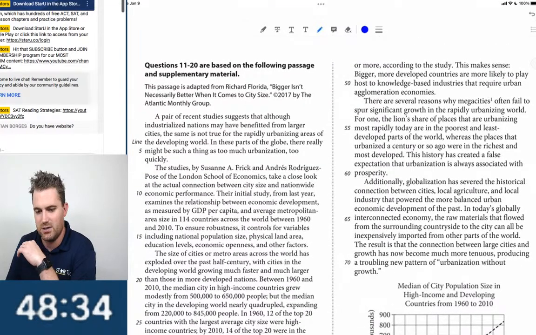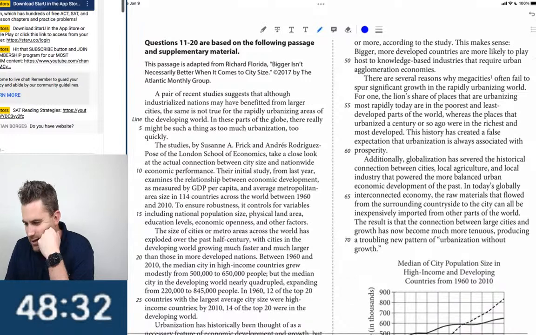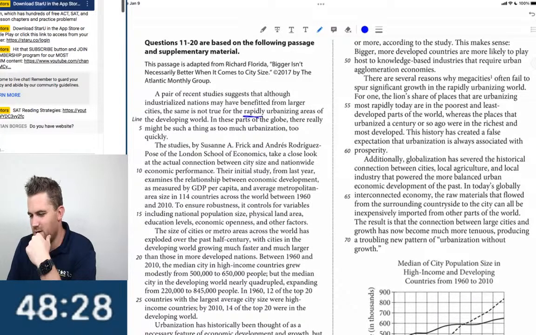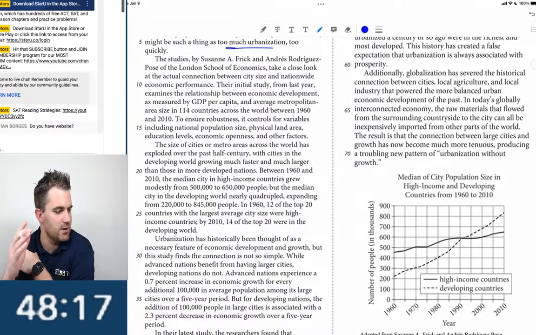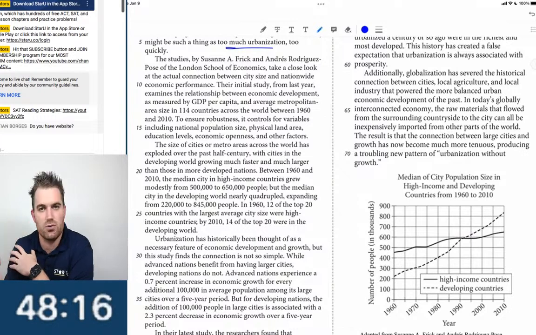Comparative recent studies suggest that although industrialized nations may have benefited from larger cities, the same is not true for the rapidly urbanizing areas of the developing world. So urbanizing areas, especially, though there really might be too much urbanization too quickly. Okay, so right, this is like the industrial revolution happening for certain countries right now.